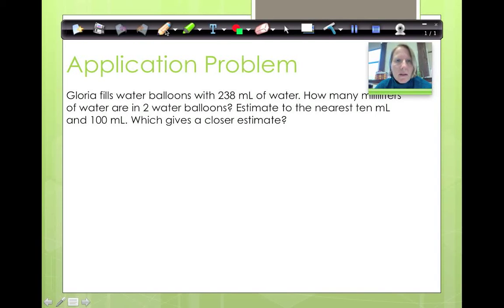Okay, first pencil. Now, Gloria fills water balloons with 238 milliliters of water. How many milliliters of water are in 2 water balloons? Estimate to the nearest 10 milliliters and 100 milliliters. Which one gives a closer estimate? Okay, so let's first draw a tape diagram.